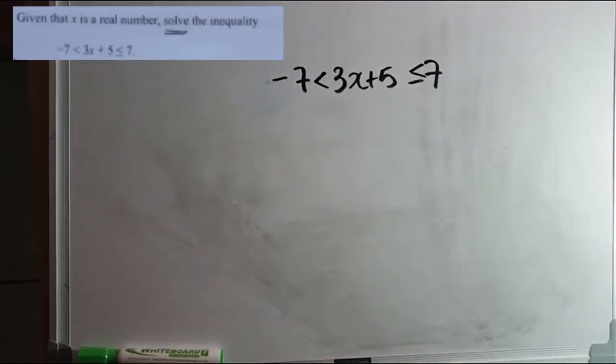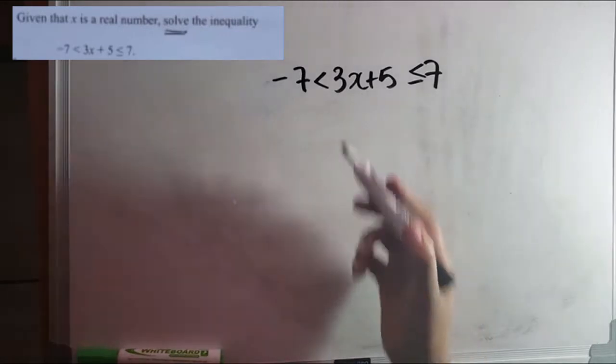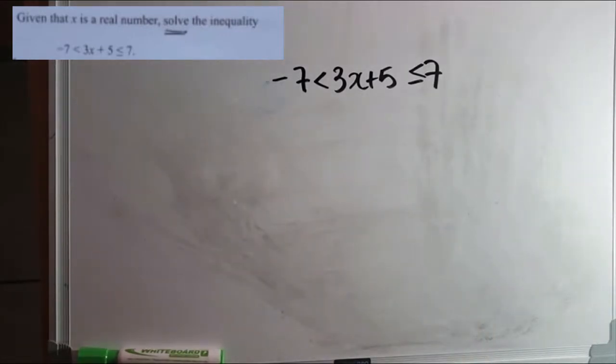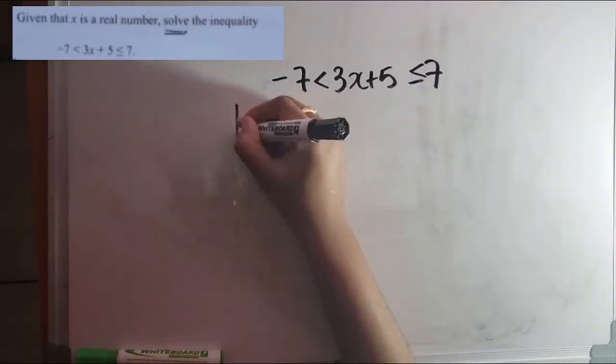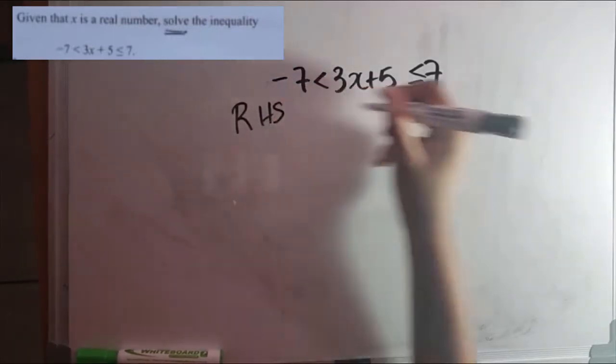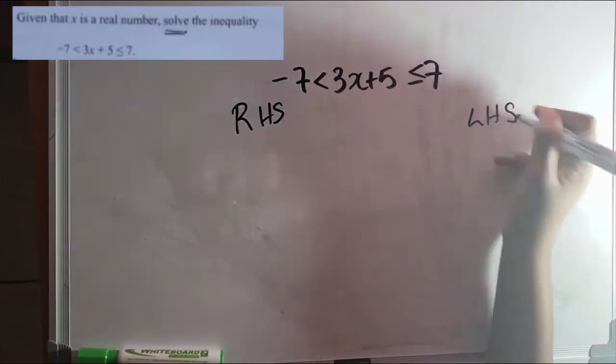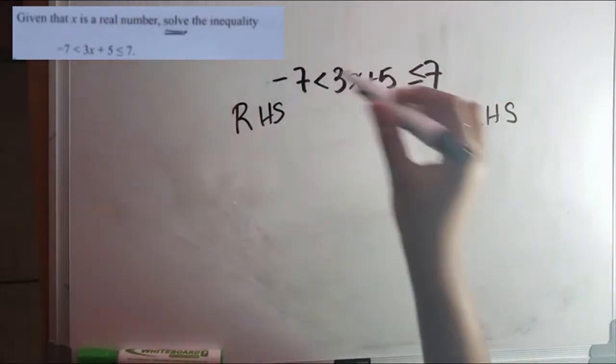that x is a real number, solve the inequality. So we're given this. As usual with inequalities, we can break this into two parts. We have the right hand side and we have the left hand side. The right hand side is over here and the left hand side is over here.